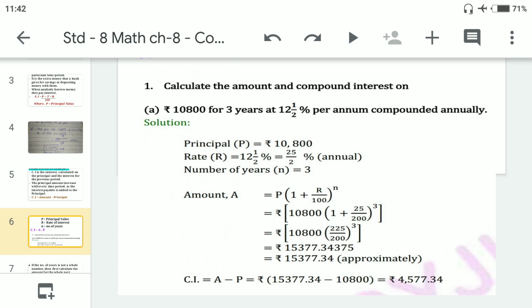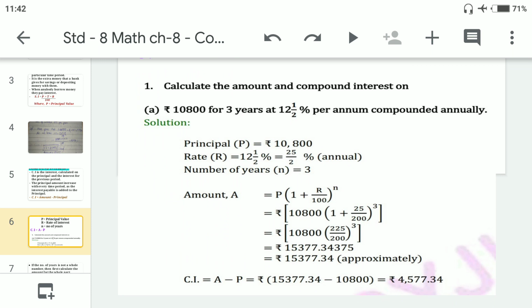Alright. Now the formula is A equal to P whole 1 plus R by 100 to the power n. So instead of P, you can put 10,800. Instead of 1, it is 1 only, and R equal to 25 divided by 2, which multiplied with 100 becomes 200, and instead of n, you can put 3. So after the calculation, you will get the value 15377.34. You can take the approximate value. And finally, it is the amount you are getting.